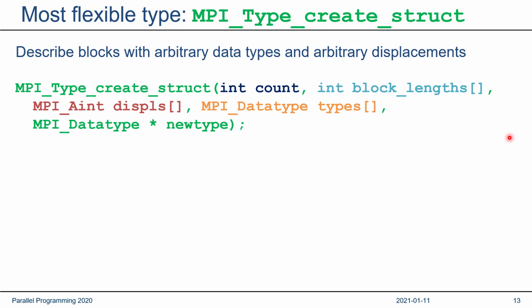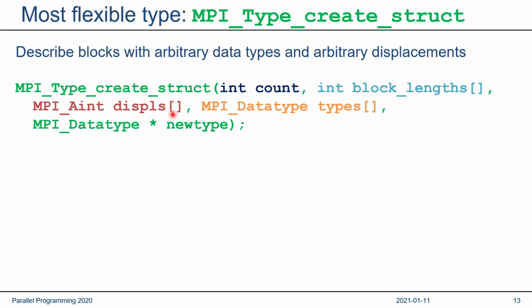The third type I'd like to introduce is MPI type create struct. This is actually the most flexible type. With that, you can take an arbitrary collection of variables scattered through memory and make them a new data type. It requires a count, which is just the number of elements we'd like to put in there. Actually, the number of blocks we'd like to put in there. The block lengths in an array. The length of the array is count.